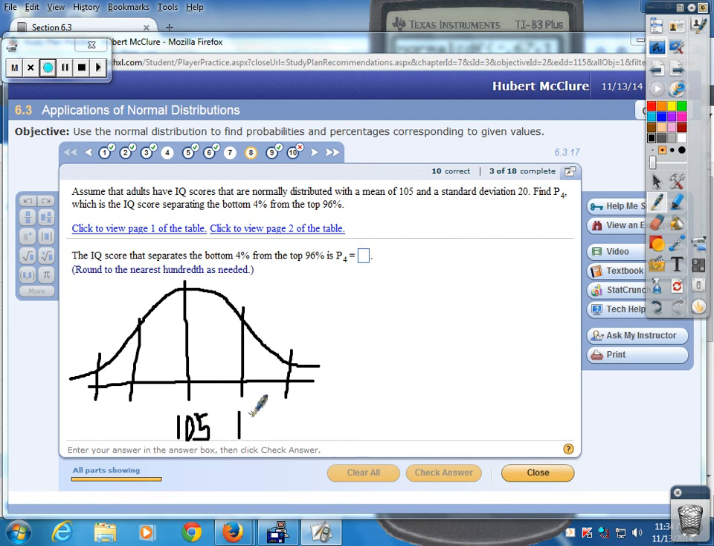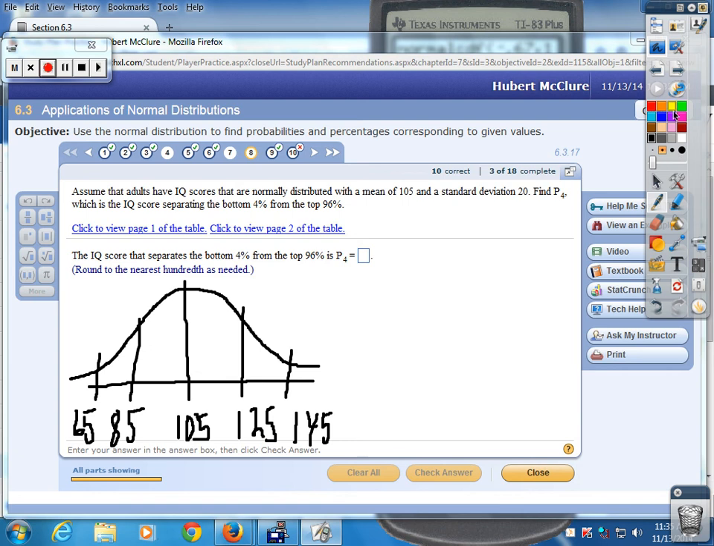105, 125, and 145, and 85, and 65. Now, they want to know where the top 4% and the bottom 4% are.